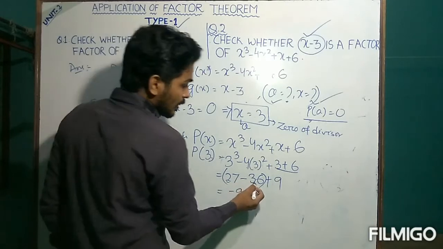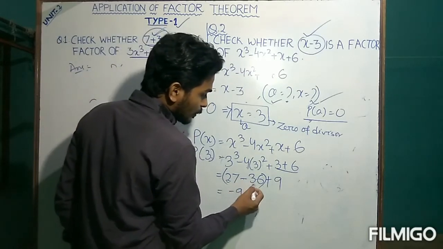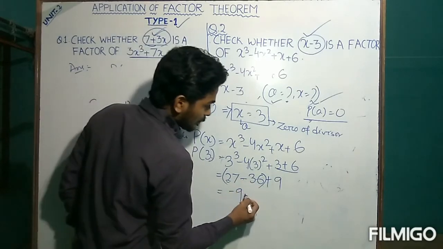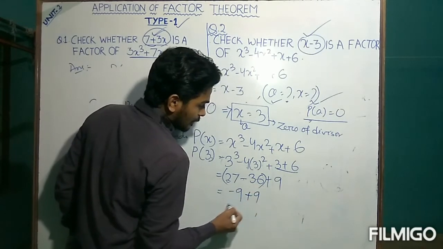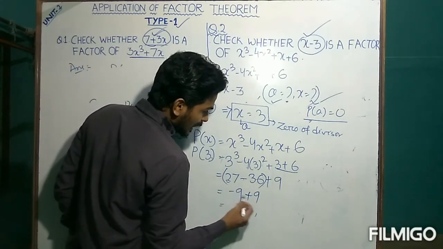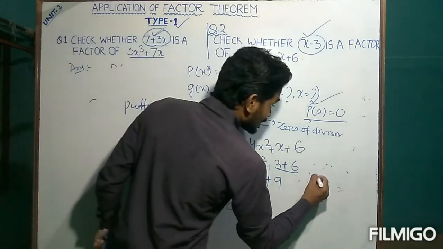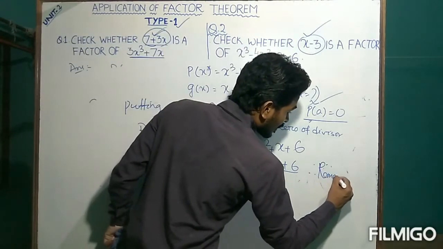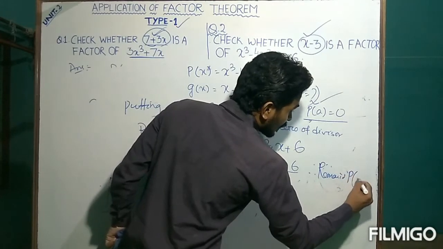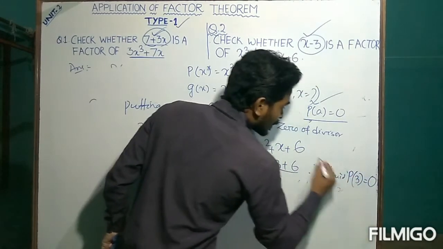Because the negative sign is placed before the larger number, and with plus 9 the signs are different, so they are subtracted. 9 minus 9 is 0. So this is our final result. So we can say yes, the remainder p of 3 is equal to 0.